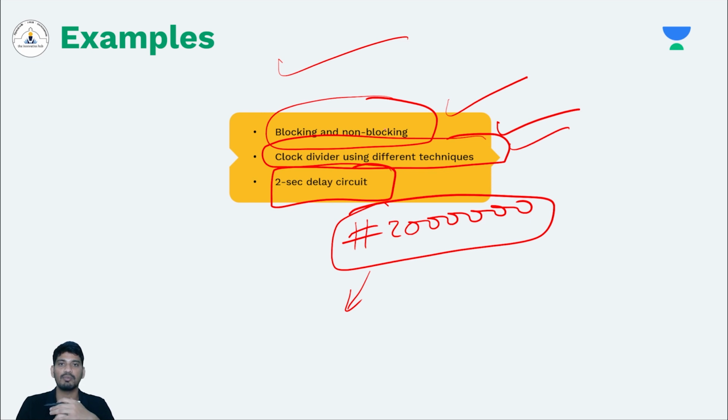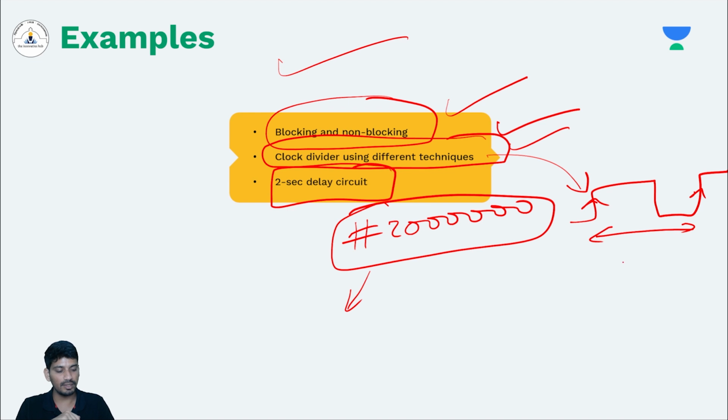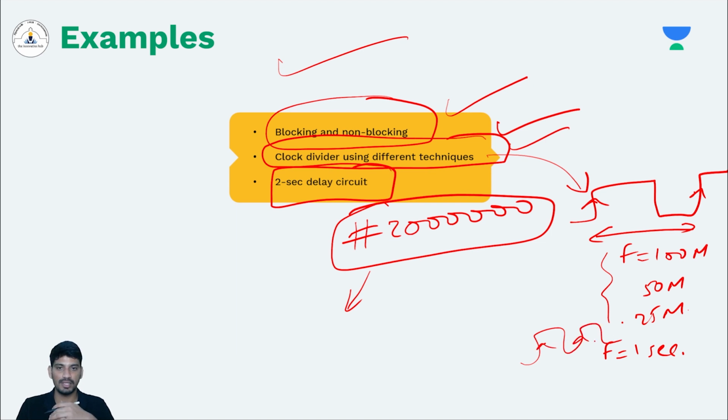First, an example to define what is blocking and non-blocking statements, and in the second example, I will try to design a clock divider. If I give a 100 megahertz clock, let's say its frequency is 100 megahertz, and I want to create a 50 megahertz or 25 megahertz clock from this, we can create. Even you can create a 1 second clock also by using clock division circuits. I will explain in this example.